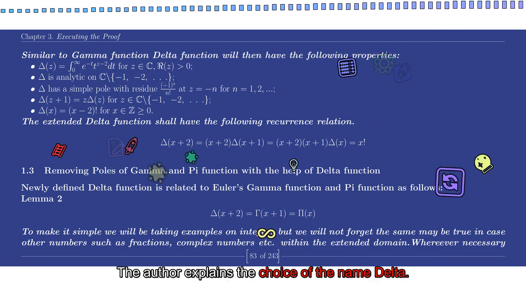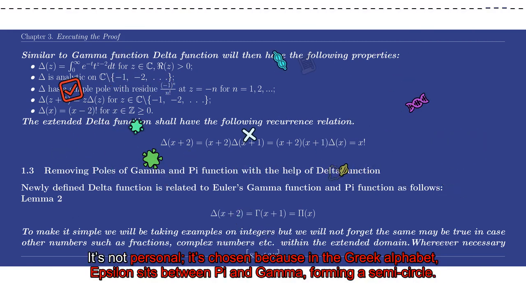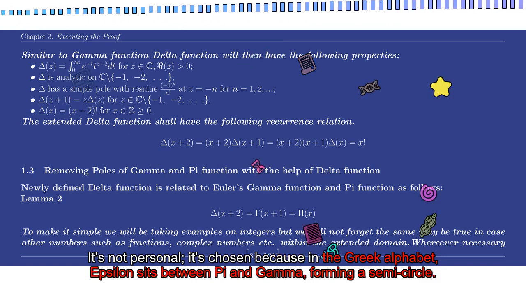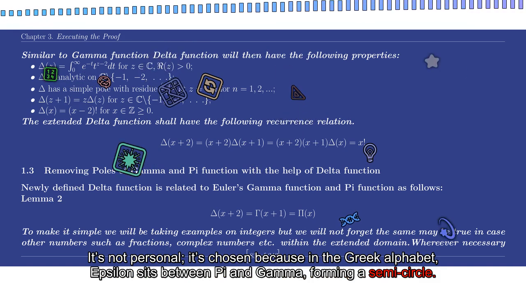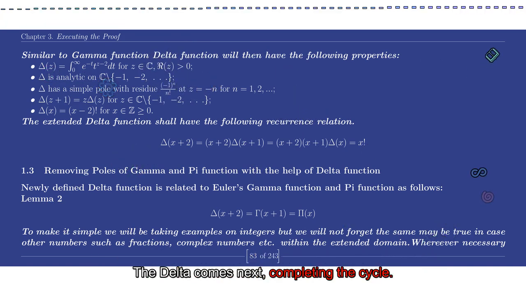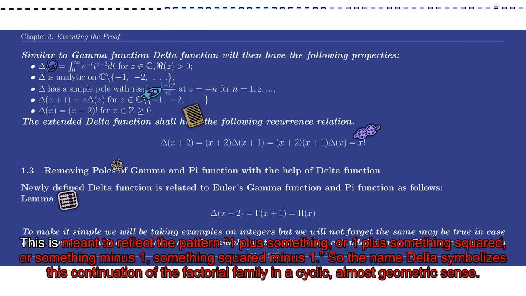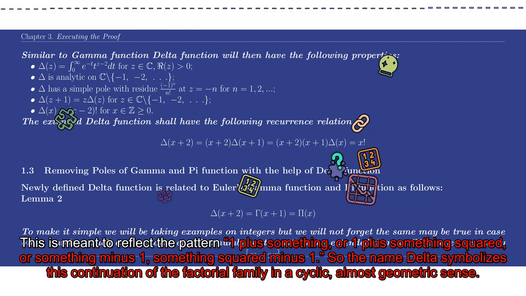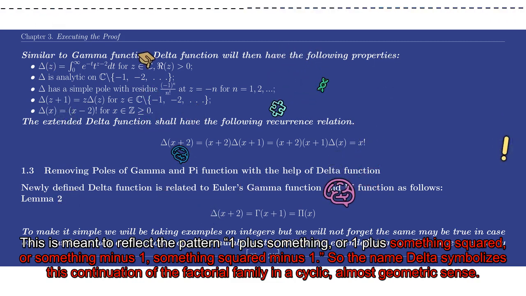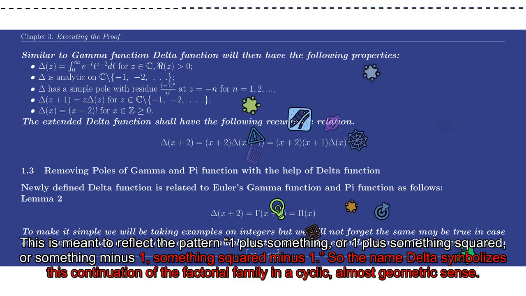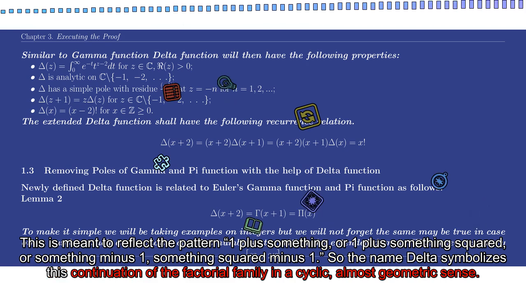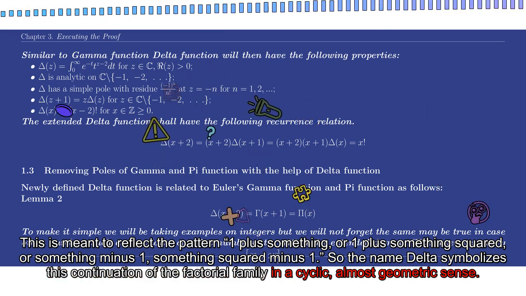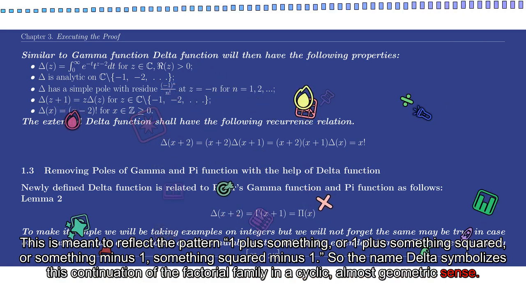The author explains the choice of the name delta. It's not personal. It's chosen because in the Greek alphabet epsilon sits between pi and gamma, forming a semicircle. The delta comes next, completing the cycle. This is meant to reflect the pattern 1 plus something, or 1 plus something squared, or something minus 1, something squared minus 1. So the name delta symbolizes this continuation of the factorial family in a cyclic, almost geometric sense.